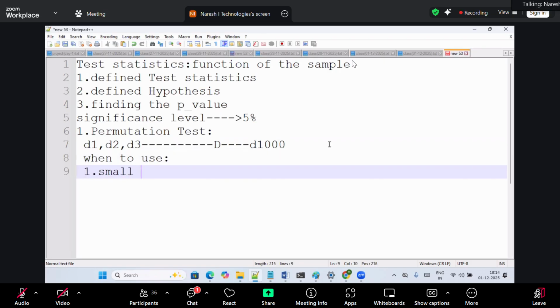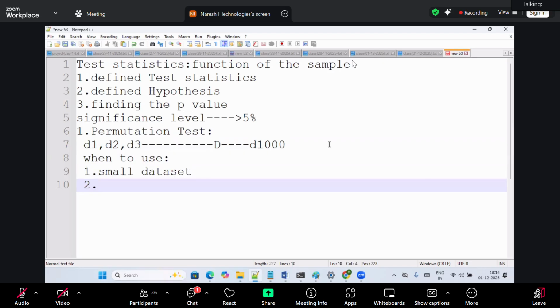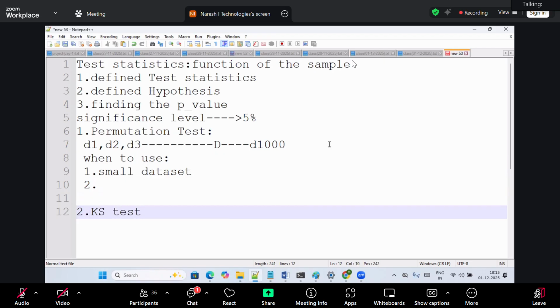When to use the permutation test? When we have a small data set, and generally we are calculating only the difference between the means, the difference between the standard deviations, or the difference between the medians. In that case particularly we use this permutation test. Then we move towards the next stage, which is the KS test.